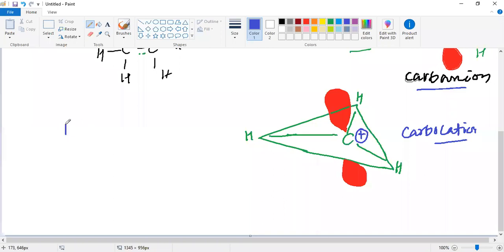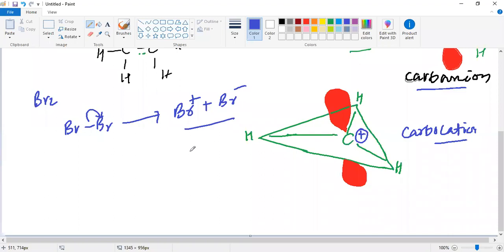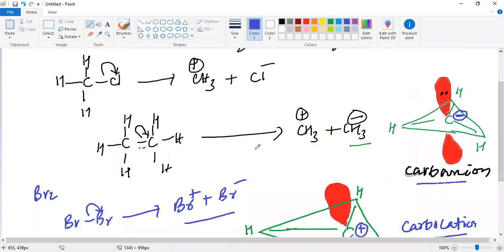In the same way, my dear students, sometimes if you have Br2, due to heterolytic cleavage we get Br plus and Br minus. So this is what even happens, and this is how, my dear students, we can understand the formation of carbocation and carbanion.